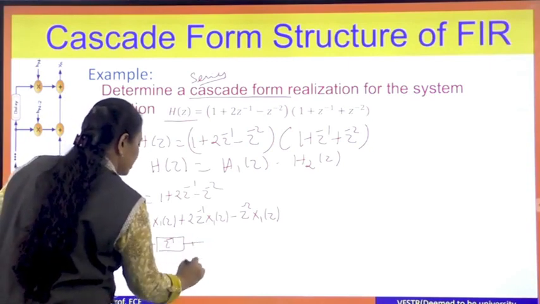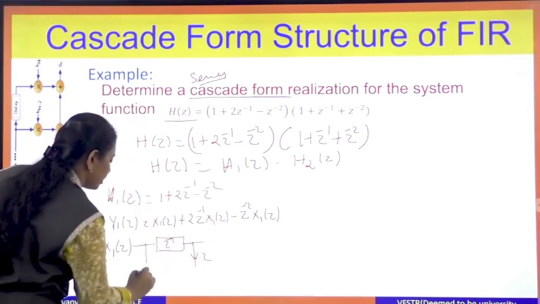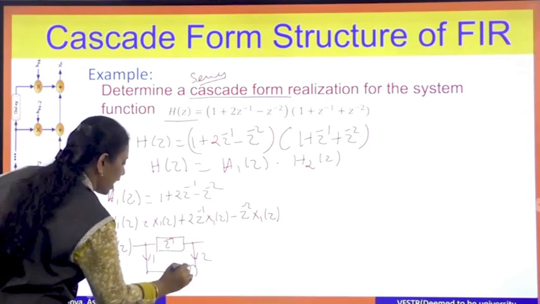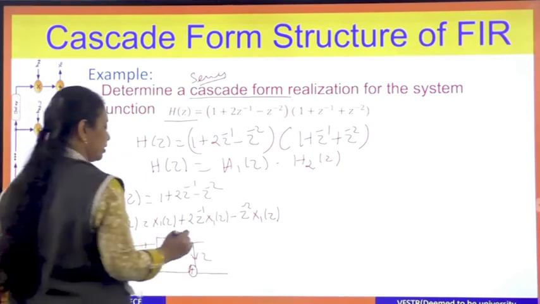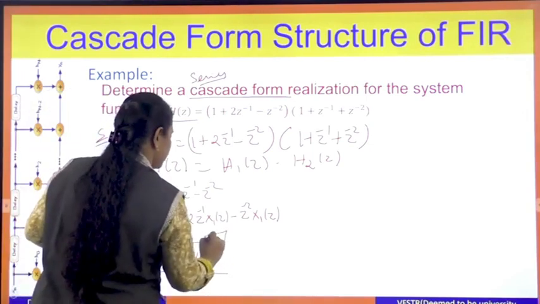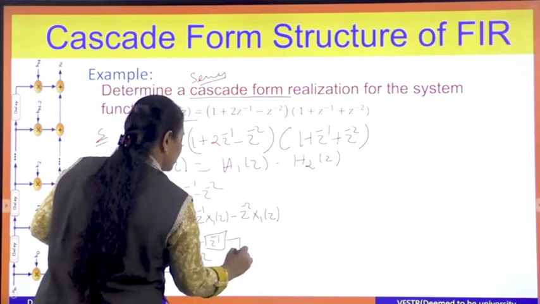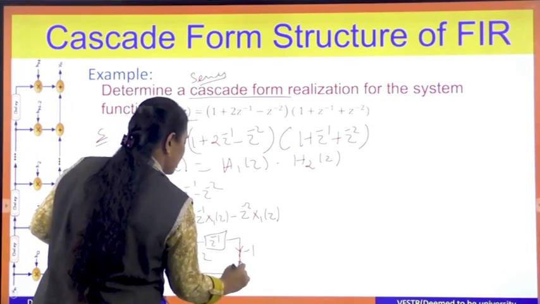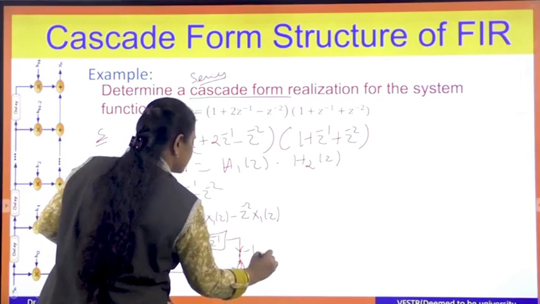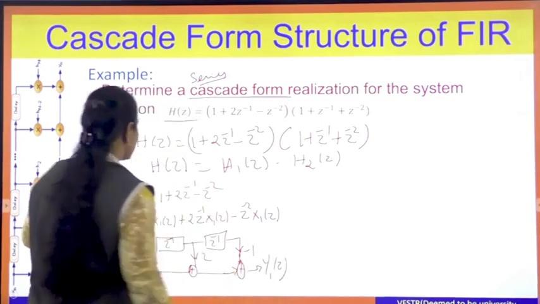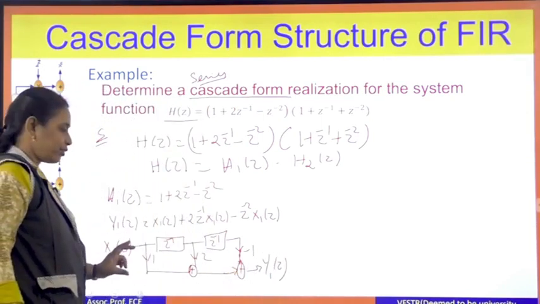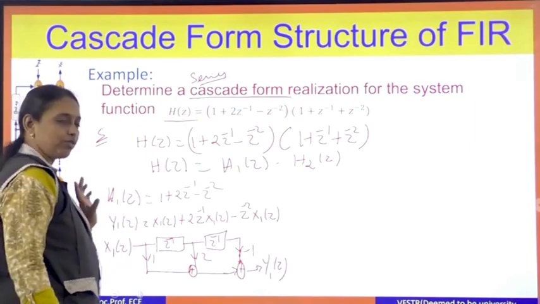So it will be a multiplier of 2, and this will be of 1 added, and again another delay is there, z power minus 2, and for that the coefficient is 1 added, and this is my y1 of z. So I have realized a direct form of h1 of z.